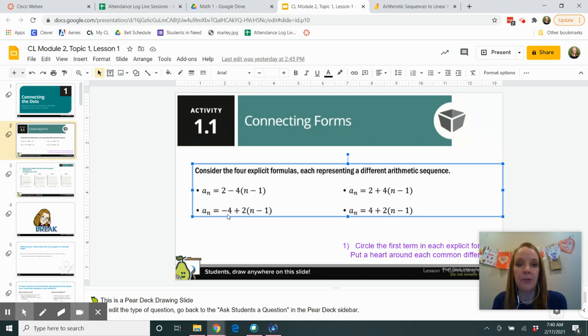In this equation, the first term is -4. In this equation, the first term is 2. And in this equation, the first term is 4. Okay, so now we've got to remember that, right? Now, what's the common difference?